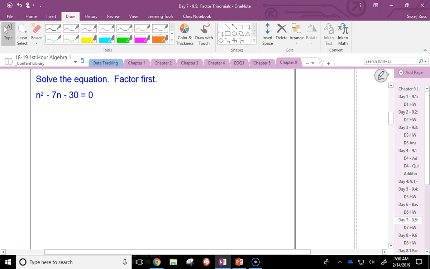Okay? So we're going to put in here, if we look at our a term, which was n squared, we're going to have our 2 n's. Now, we look at our c term. Am I going to have a positive, negative, positive, positive, or negative, negative?